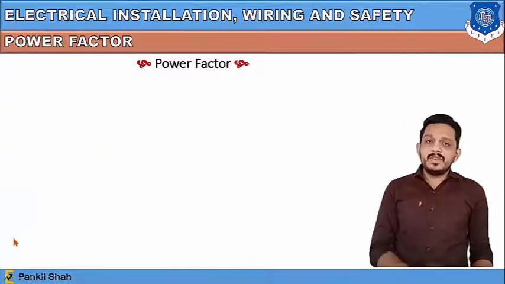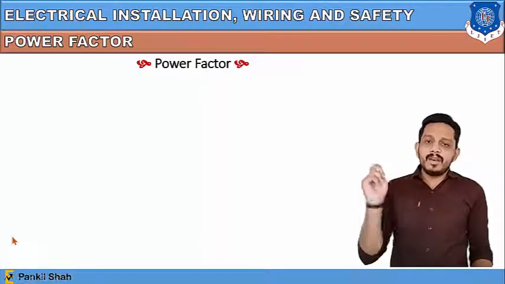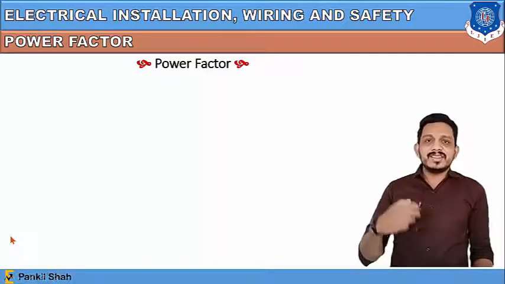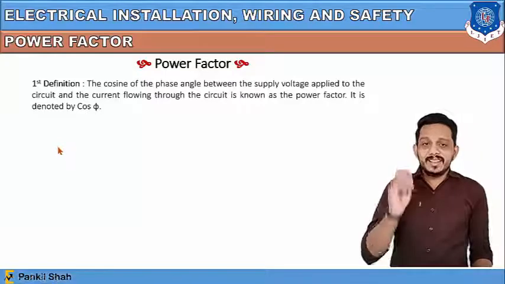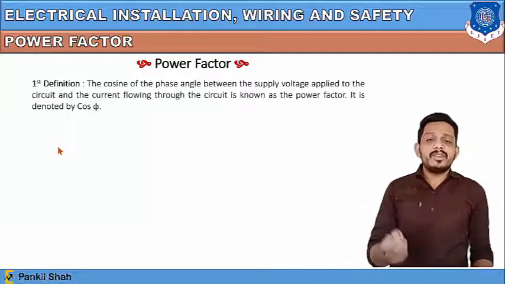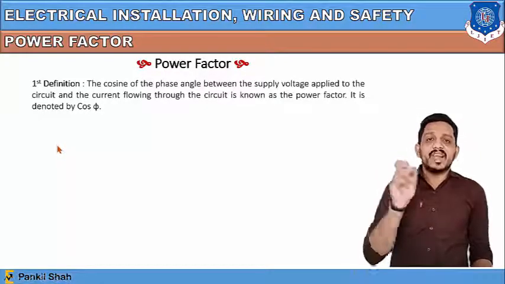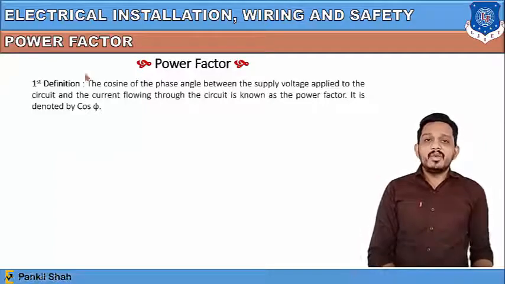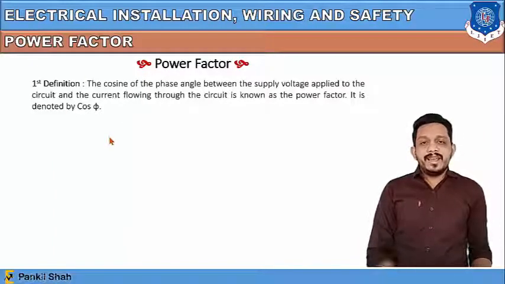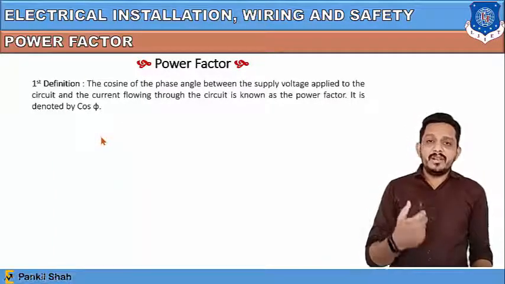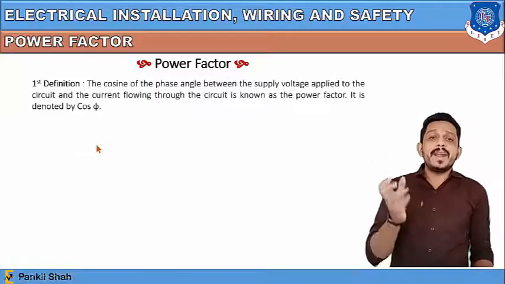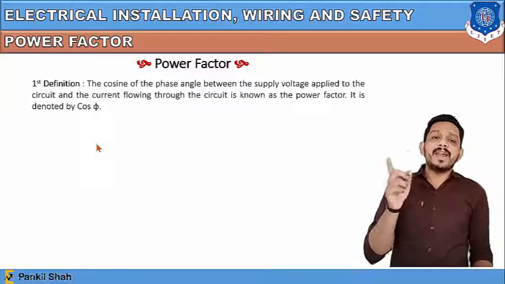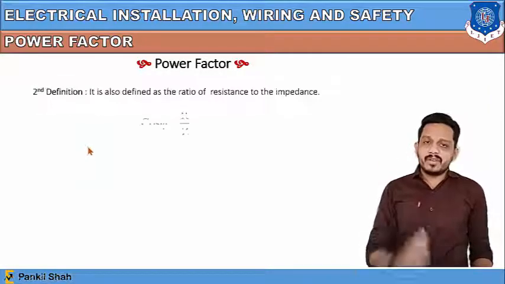Now, today's video is all about power factor. So let's discuss the importance of power factor. Power factor is nothing but the cosine of the angle between voltage and current, and it is denoted as cos phi. The voltage and current taken should be of the same appliance, the same appliance voltage and the same appliance current. So this was the first definition.